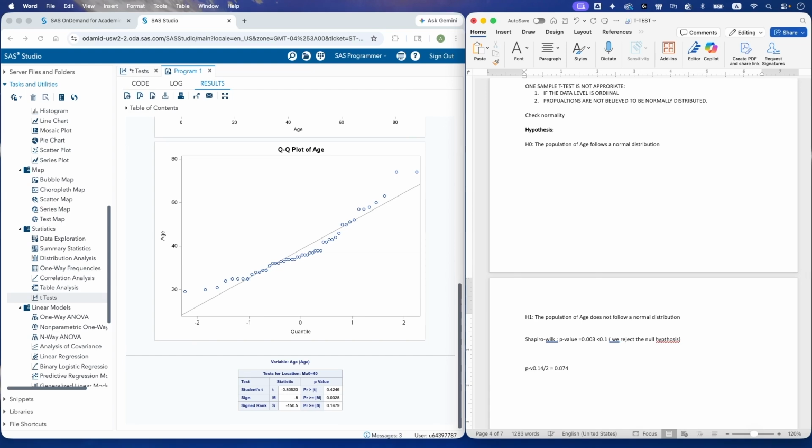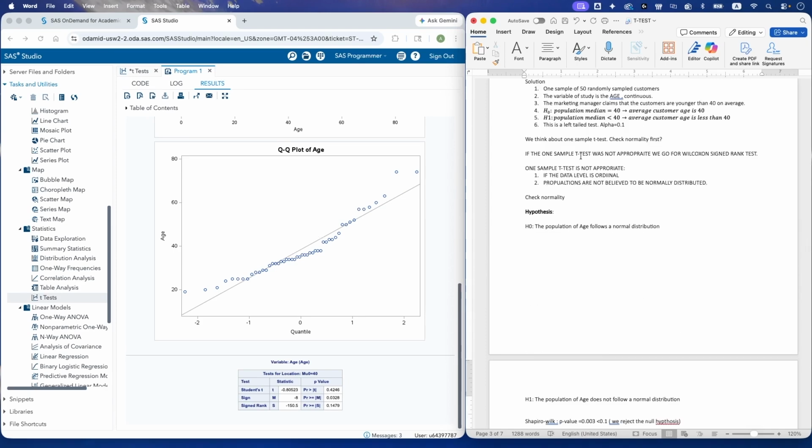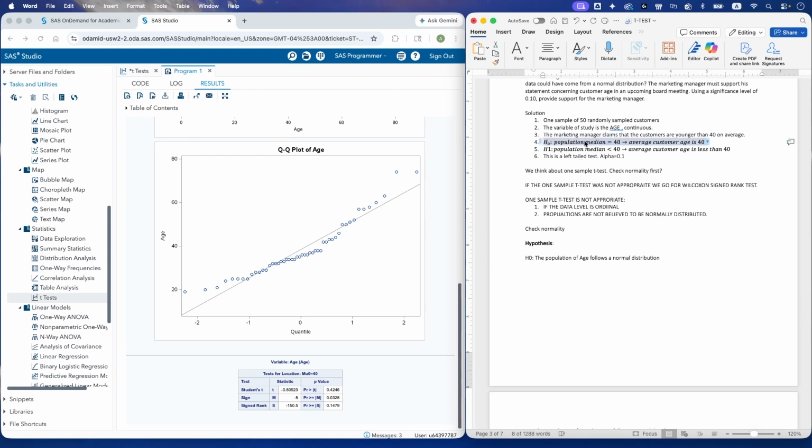This is our p-value because it's a one-tail test. The table gives us the two-tail test because we have chosen two-tail. And this value is less than 0.1. What is the decision? The conclusion is, because it's less than 0.1, which is alpha, we reject the null hypothesis. We reject that the population median is equal to or greater than 40. The population median is actually way less than 40.